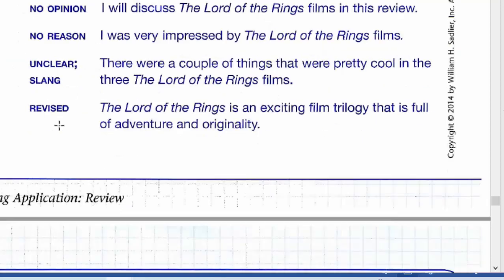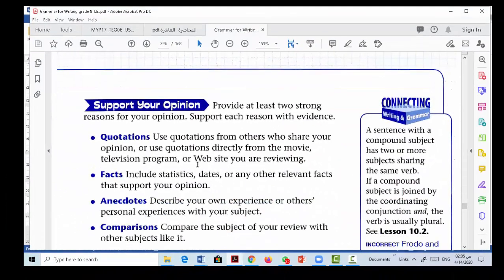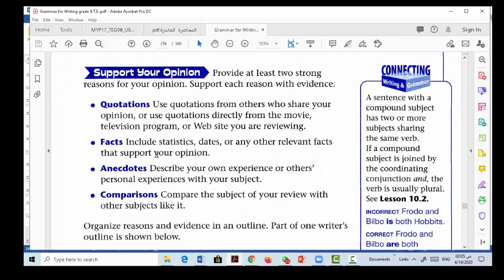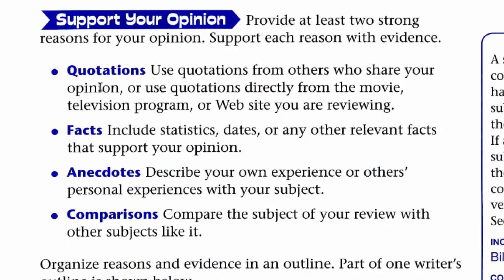So far, so good. Let's move into the next page, 263. How can I write details to support my opinion?